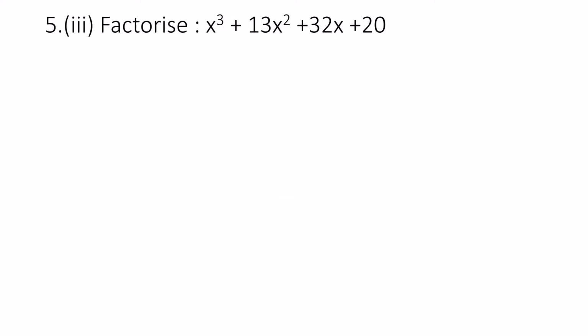So this question is to factorize, and we can see that it is a cubic polynomial, and therefore there will be 3 zeros. So first, using the trial and error method, we'll find out a factor for this polynomial: x cube plus 13x square plus 32x plus 20.